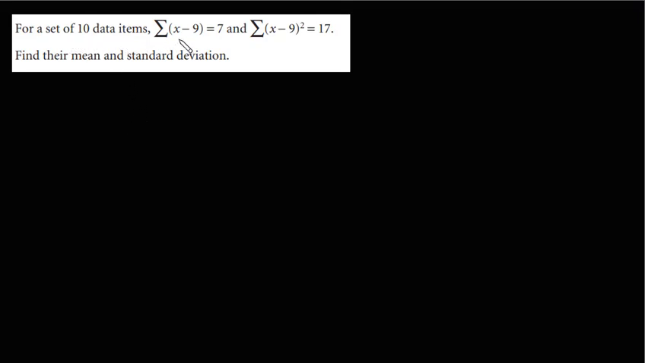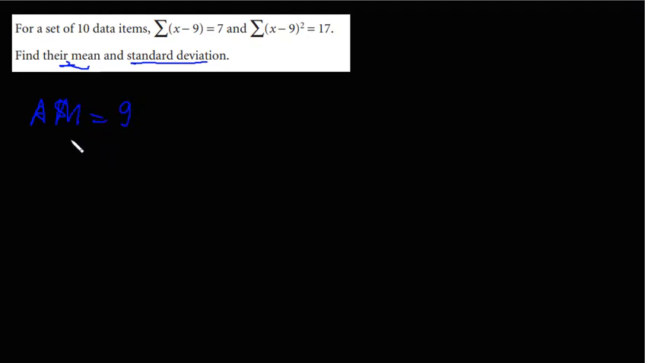This is one of the most common questions in the S1 paper, so you have to really focus on this part. Here we have a set of 10 data items. The sum of x minus 9 is 7, and the sum of x minus 9 squared is 17. Find their mean and their standard deviation. Here all the data have 9 subtracted.